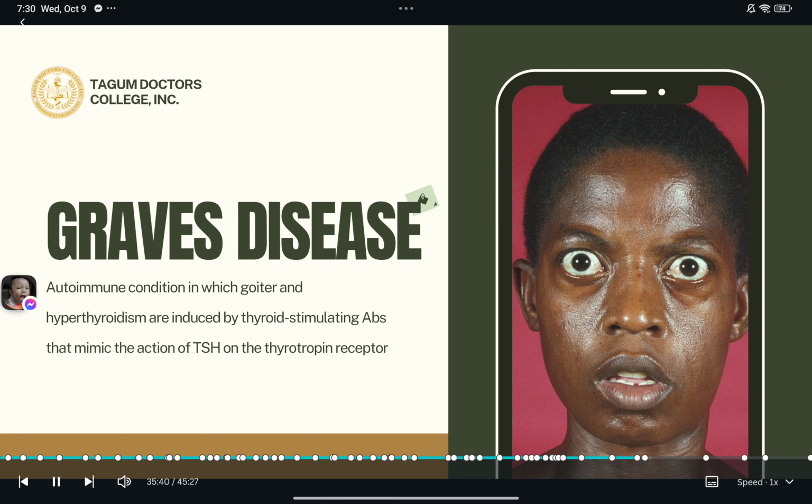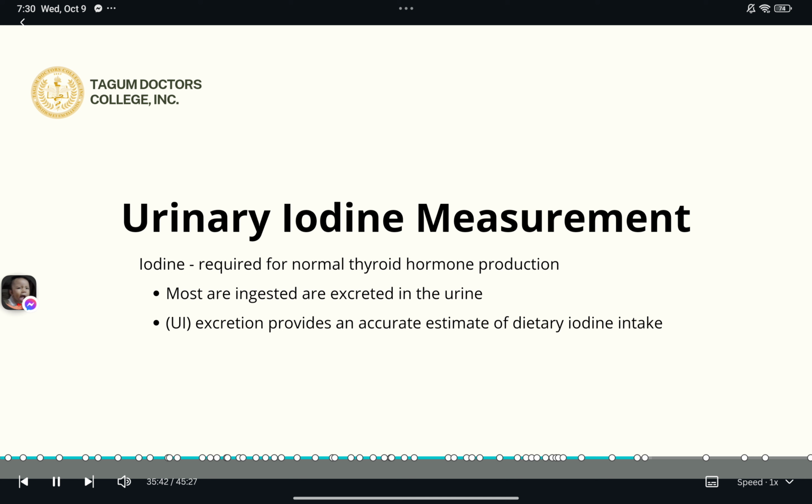Next, we also have the urinary iodine measurement. So iodine is required for normal thyroid hormone production. Okay, most that are ingested are excreted in the urine, and urinary iodine excretion provides an accurate estimate of our dietary iodine intake. We have also what we call our neonatal hypothyroidism or our congenital hypothyroidism.